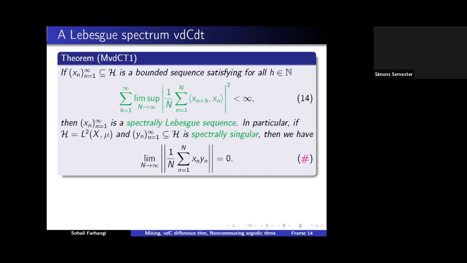But for any such sequence, this Cesàro average will converge to 0 in norm, right? So the original van der Corput was just telling us that the x_n's would have a Cesàro average of 0, but now I'm saying I could take a weighted average of x_n times y_n, and it's still going to go to 0. And this is going to be the main ingredient for the ergodic theorems with non-commuting operators that we're going to see in the next section.